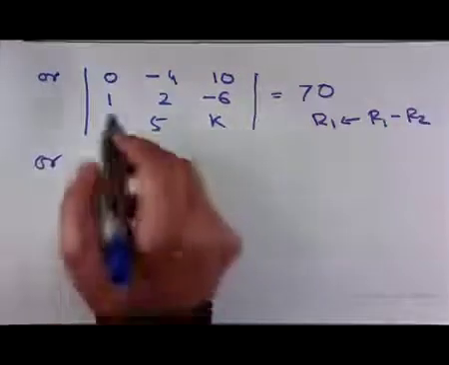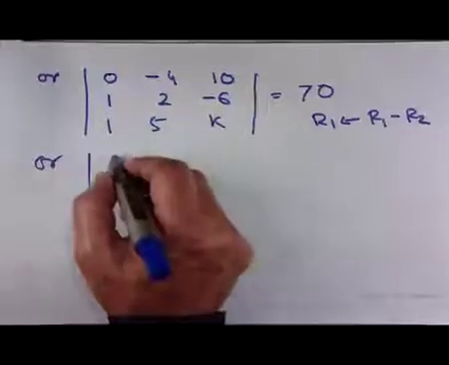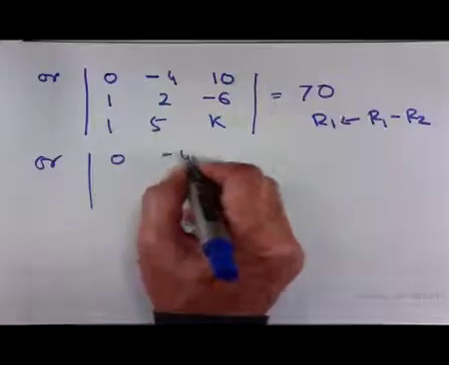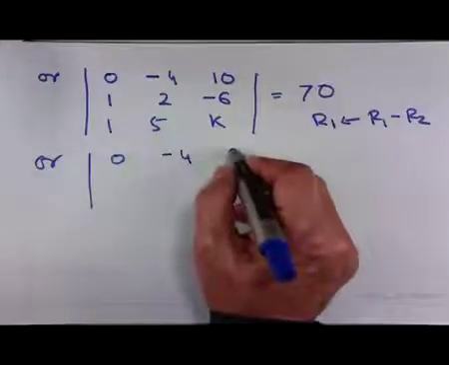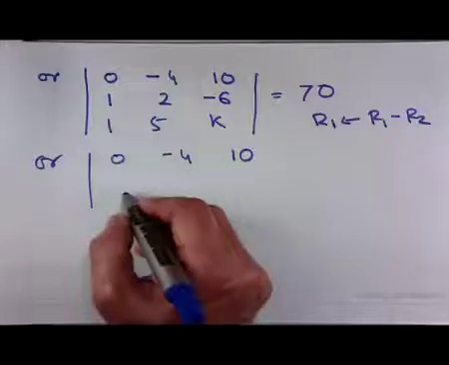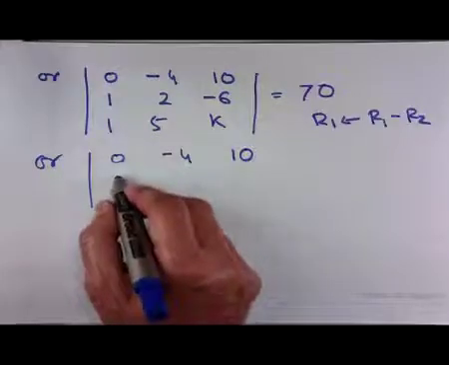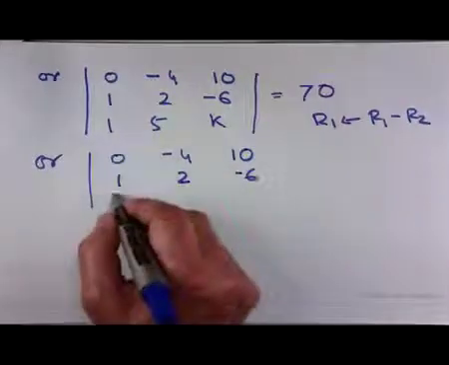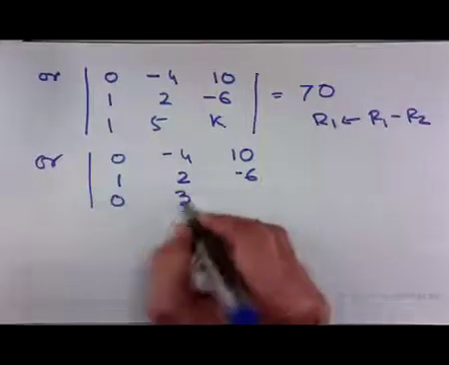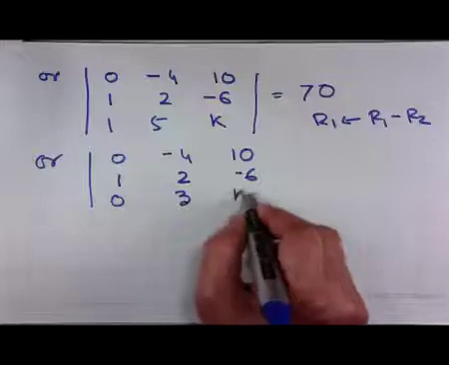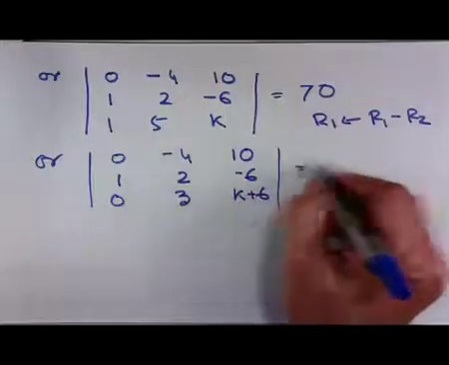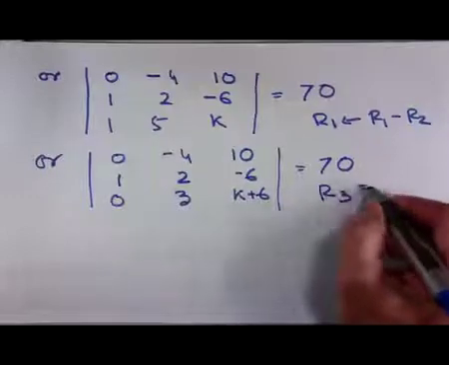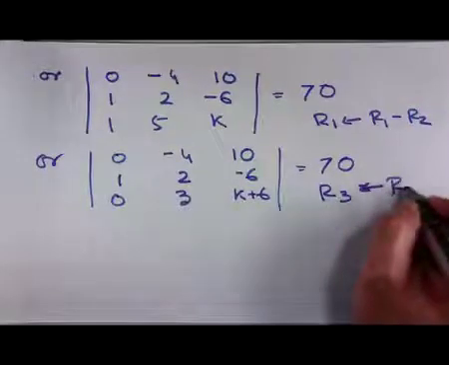or the determinant of [0 -4 10; 1 2 -6; 0 3 k+6] is equal to 70. This we get by doing R3 is equal to R3 minus R2.